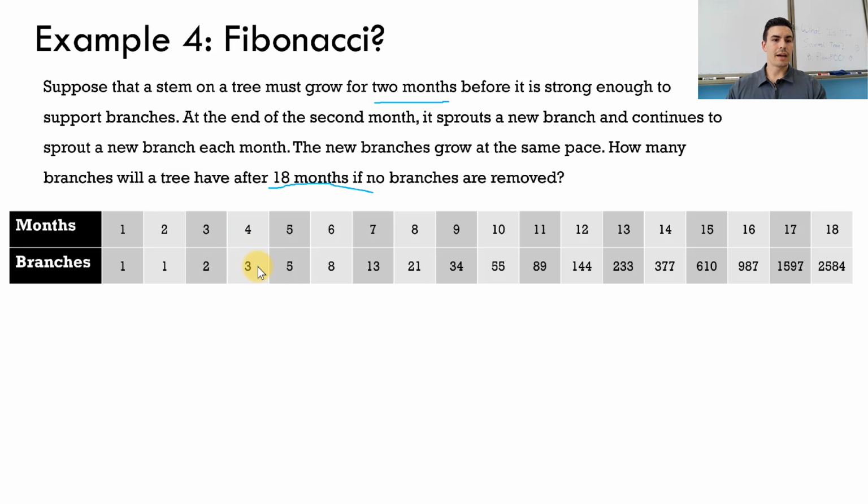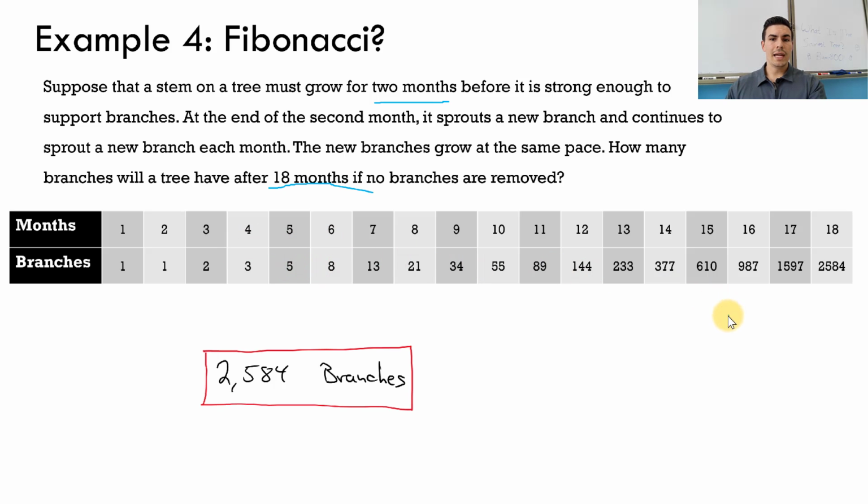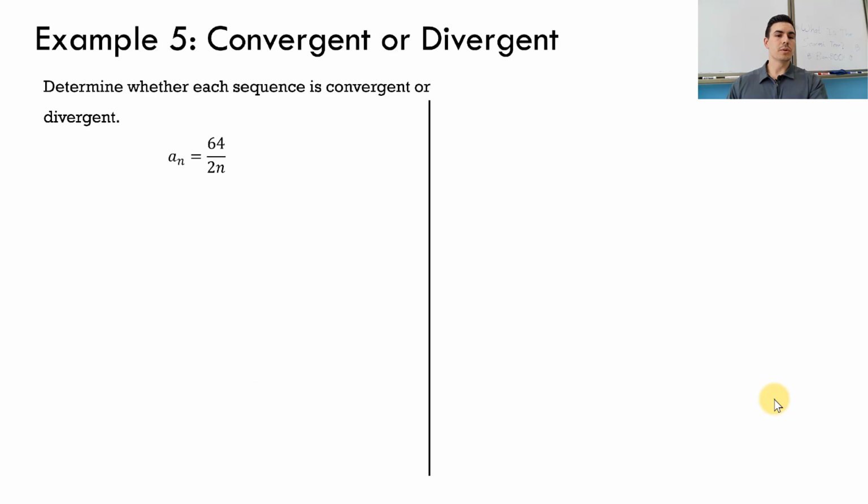So you can see how we start to have this Fibonacci pattern where the previous 2 months determine the number of branches on the current month. Okay, so we start to see this Fibonacci pattern, and yes, that's what we have. And at the end of 18 months, we have 2,584 branches.